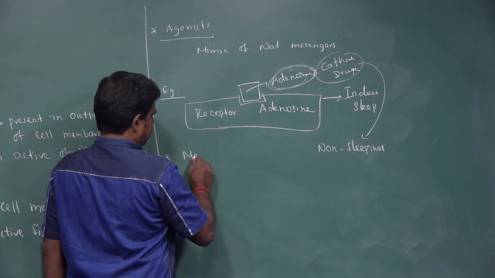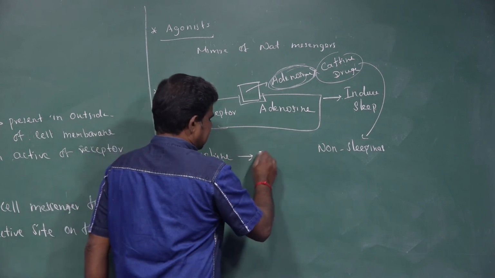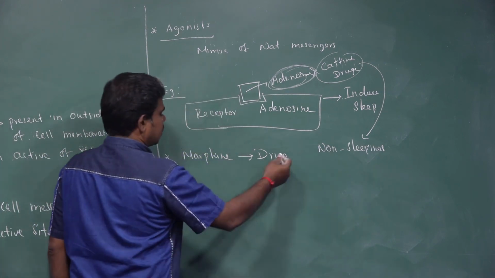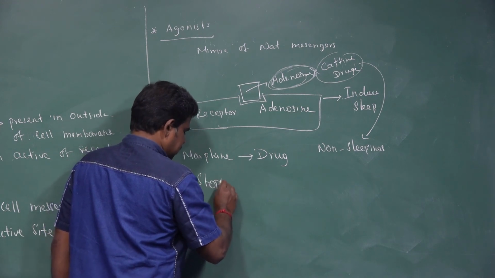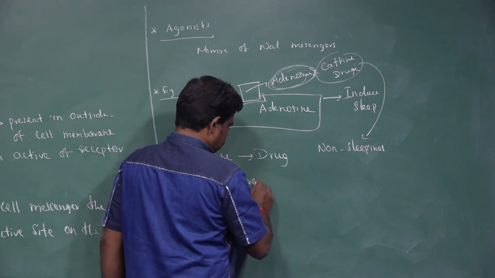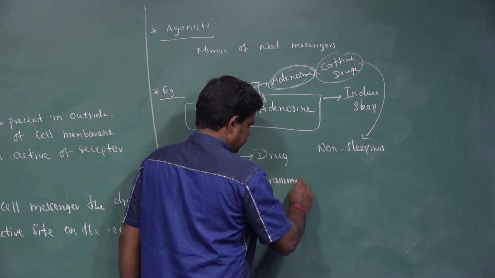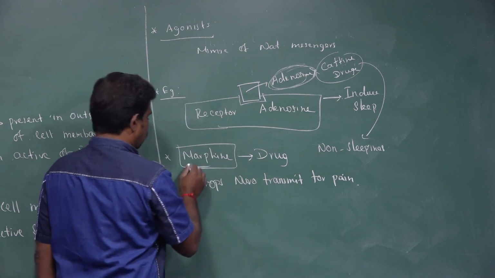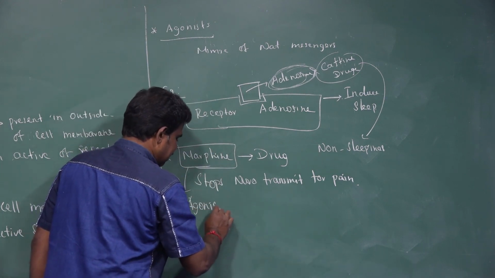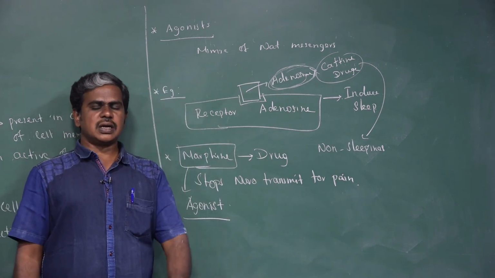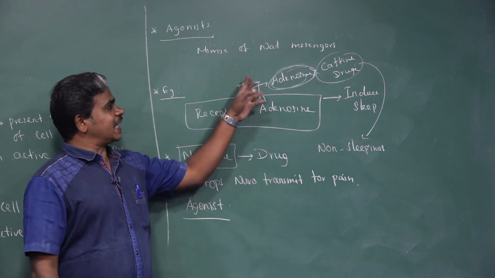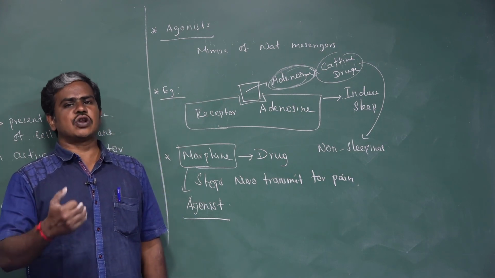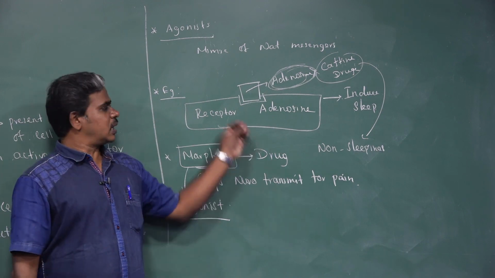One more, we take morphine. Morphine is a drug which stops the neurotransmitter for pain, so morphine may act as an agonist. So one is the antagonist and the other is the agonist. Agonists are mimics of a natural messenger, and antagonists are the ones which block the natural messenger, and they bind on the receptors. Thank you.